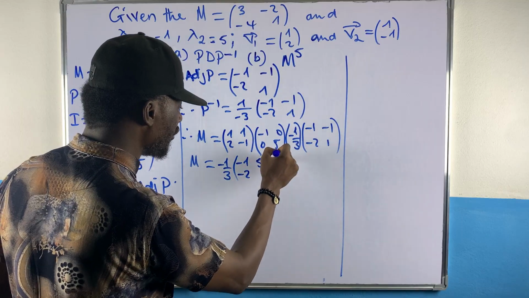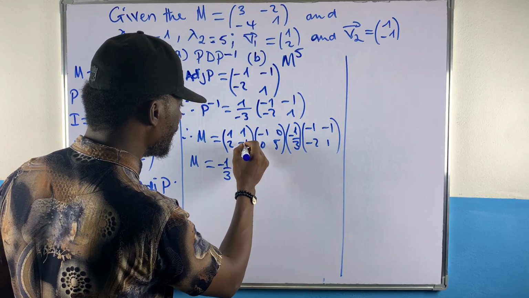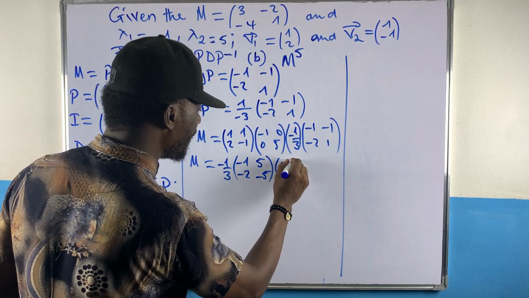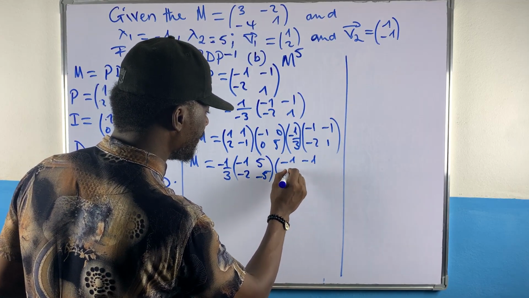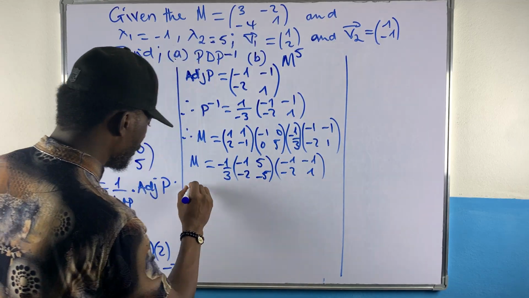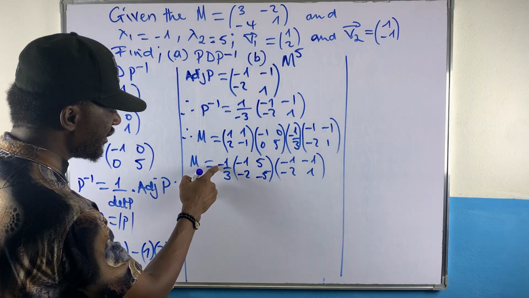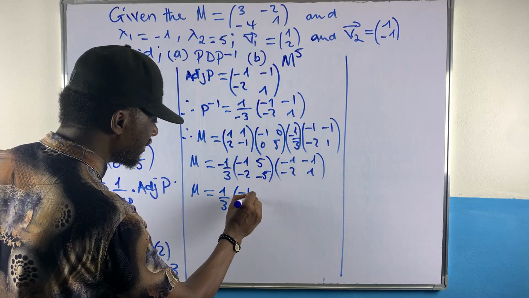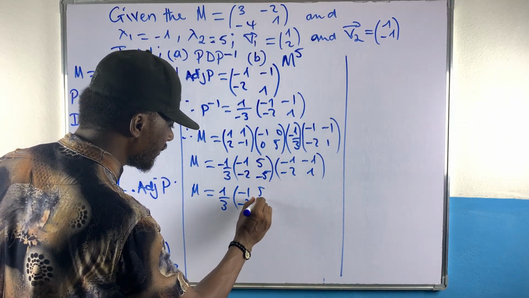I still use this row again, multiply with this column. 2 multiplied by 0 is 0. Negative 1 multiplied by 5 is negative 5. All that multiplied by negative 1, negative 1, negative 2, 1. So our matrix M will actually be this negative. I can use it here to multiply everything here. So I have 1/3 into negative 1, 5, negative 2, negative 5.